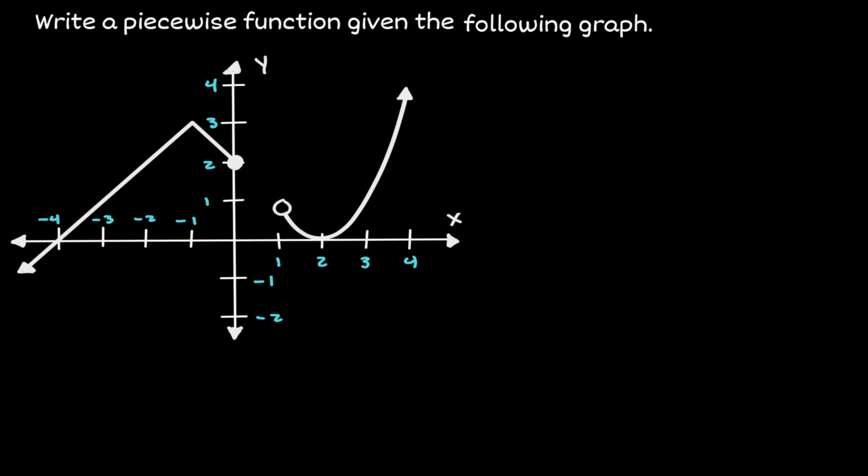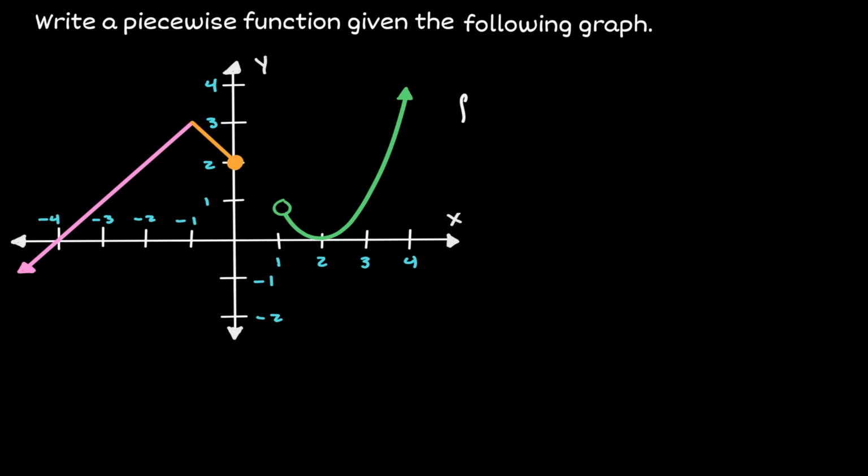Let's look at the graph on the left and let's write a piecewise function for it. So let's think about into how many pieces we can cut the graph on the left. We can cut it into 3 different pieces. This section where the line is increasing, this section where the line is decreasing, and this section where we have a curvature. So let's give each section a different color and let's look at them individually.